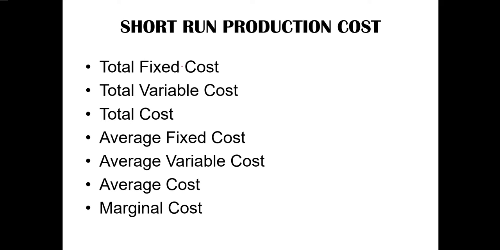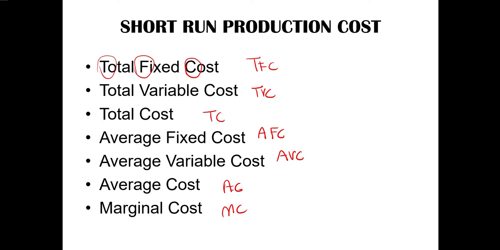Okay, short run ada 7 jenis cost, which is the first one total fixed cost. You akan ambil huruf yang kat depan ni, okay, combine it will become TFC. Ini adalah short form yang kita akan pakai. TFC stand for total fixed cost. This one total variable cost, this one is total cost, ni average fixed cost, average variable cost, average cost dan juga marginal cost. Bear in mind, average cost ni kadang-kadang dia buat jadi average total cost. So nama lain dia akan jadi ATC. Basically AC and ATC is the same thing.